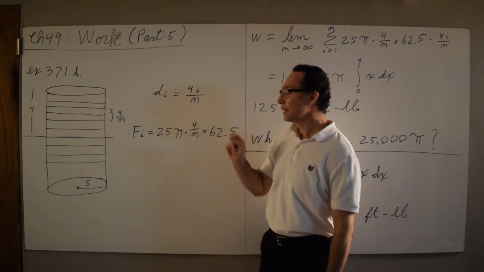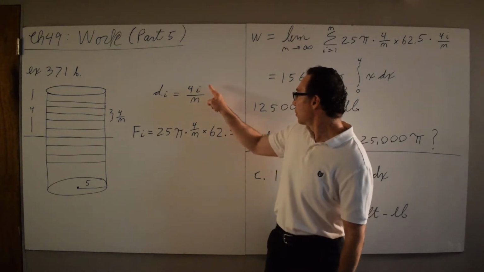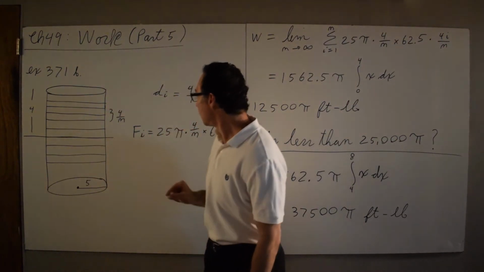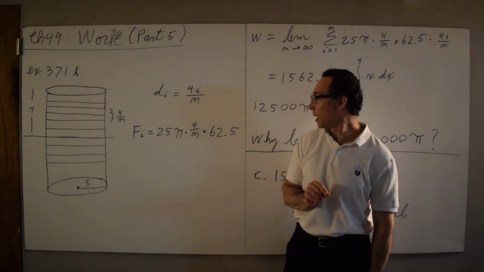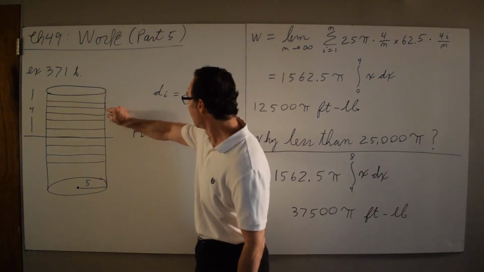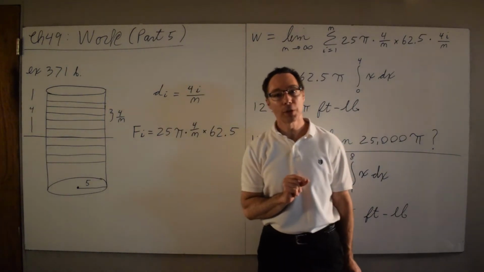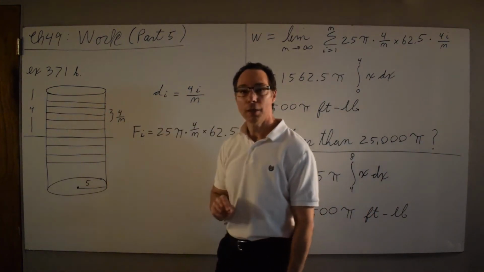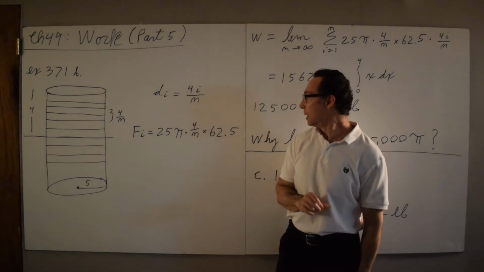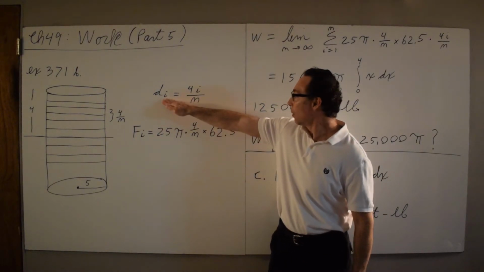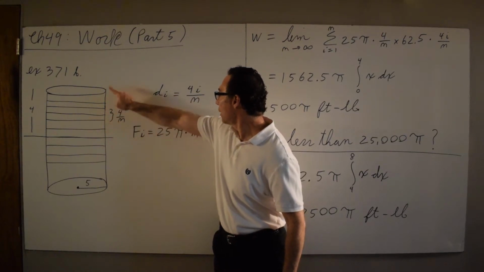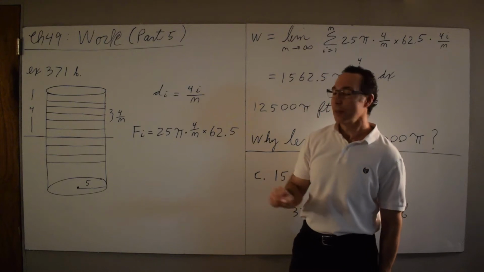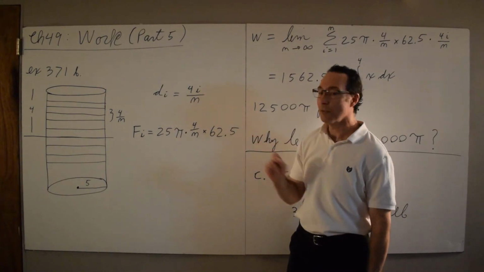What is the distance? Well, the distance is 4i divided by n. Taking the first little piece out requires one step of size 4 over n. Taking the second piece out, 1, 2, requires 2 steps of size 4 over n. Taking the third piece out, 1, 2, 3 steps of size 4 divided by n. So to take the ith piece out, we lift this up i times. So we take i steps of size 4 divided by n. That is why d sub i is 4i divided by n.